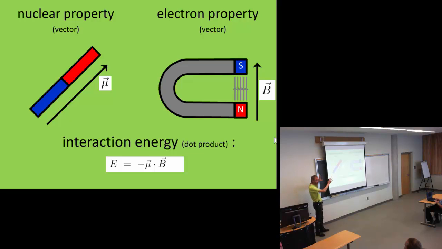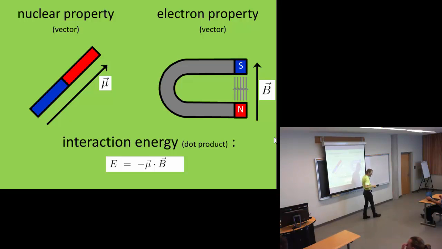I will summarize it in a way that will be repeated for the other hyperfine interactions as well. You have a nuclear property, which was here the nuclear magnetic dipole moment. You have an electron property, which is the magnetic field at the position of the nucleus, the magnetic hyperfine field. And the energy due to the interaction of these two properties is a dot product, in this case between two vectors. The magnetic dipole moment is a vector. The hyperfine field is a vector too. And we have seen even the Hamiltonian for that interaction.